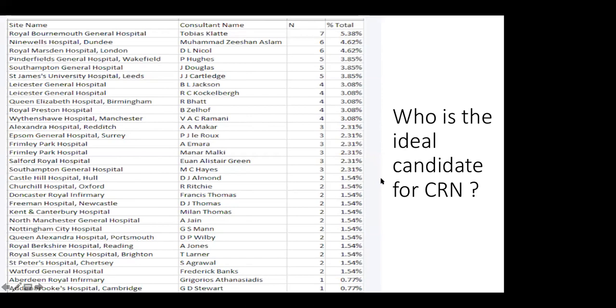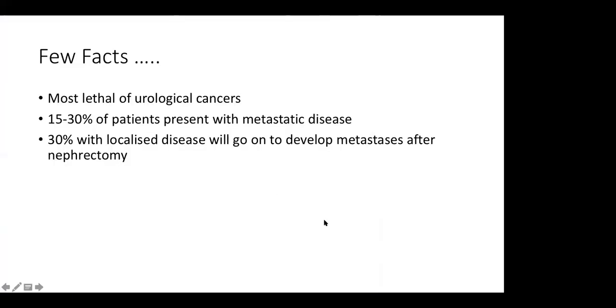But with all that, again, the question remains, who is the ideal? That was the whole idea of me going through that. Who is the ideal candidate for cytoreductive nephrectomy? In this talk, a lot of what we discuss is based on experience and opinions, rather than criticism of these trials or what different groups believe in.